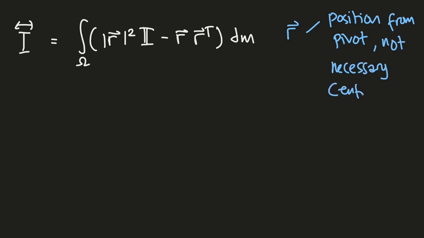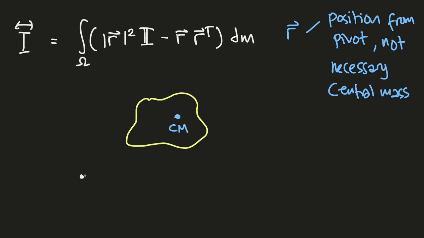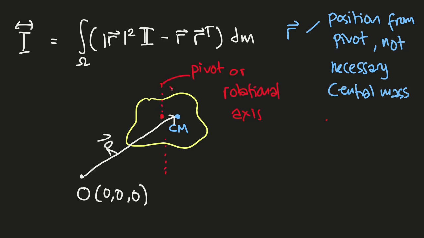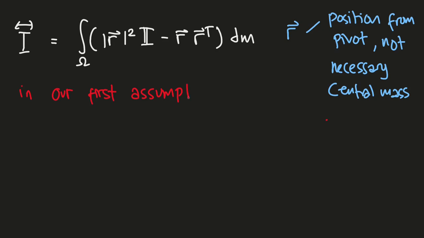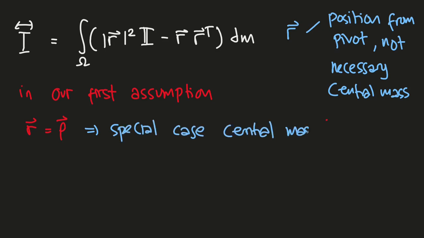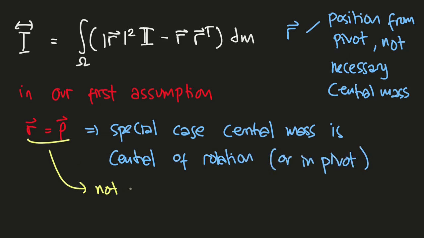Now notice that the R vector is the position from the pivot or rotation axis, not necessarily from the central mass. If I have this rigid body system with the central mass here, the capital R vector is from the origin point, and if the pivot or rotation axis is this dashed line, with rotation just like this, then the R vector is like this, always perpendicular to the rotation axis. In our first assumption, because the rotation axis is on the central mass, this leads to the R vector being equal to the rho vector, a special case where the central mass is the center of rotation or pivot, and this is not necessary as a general condition.